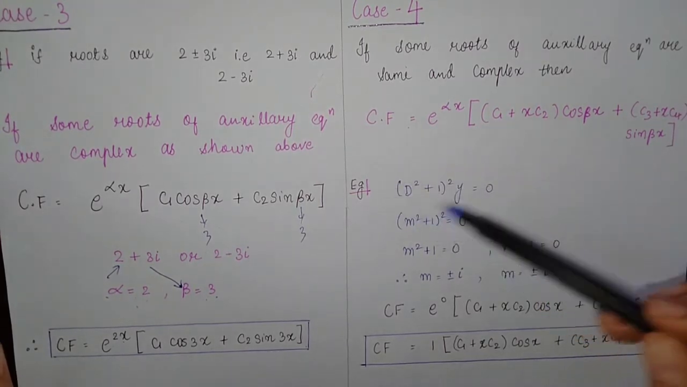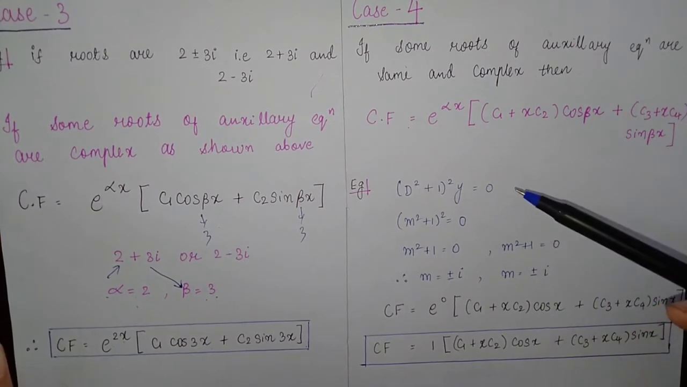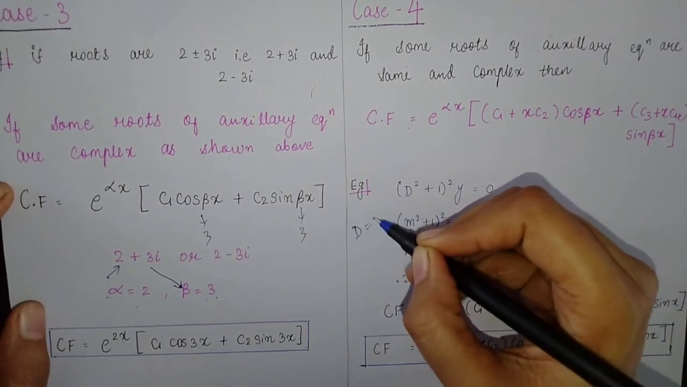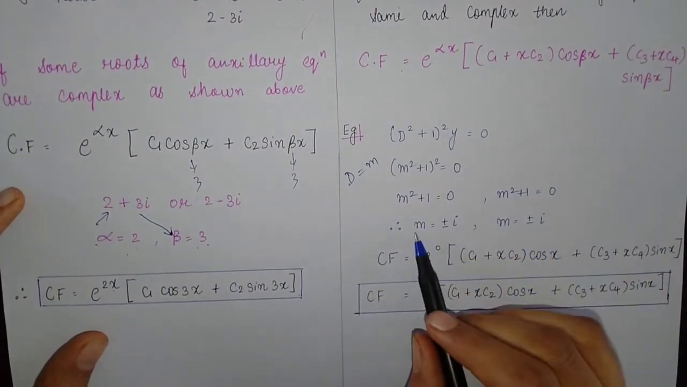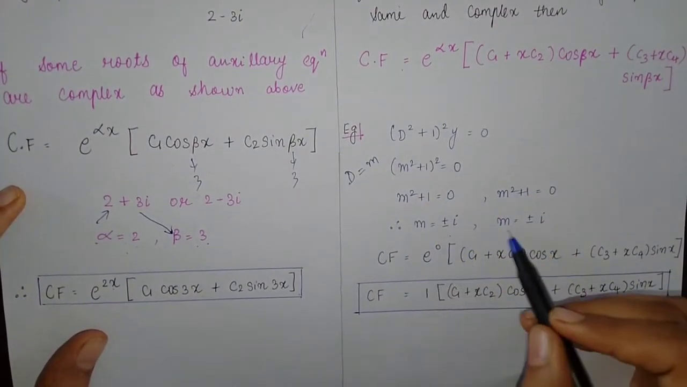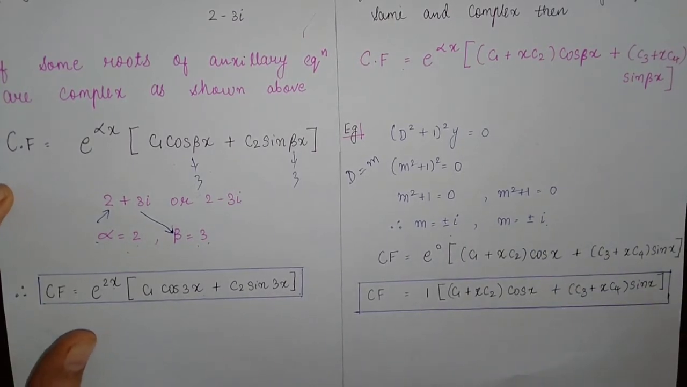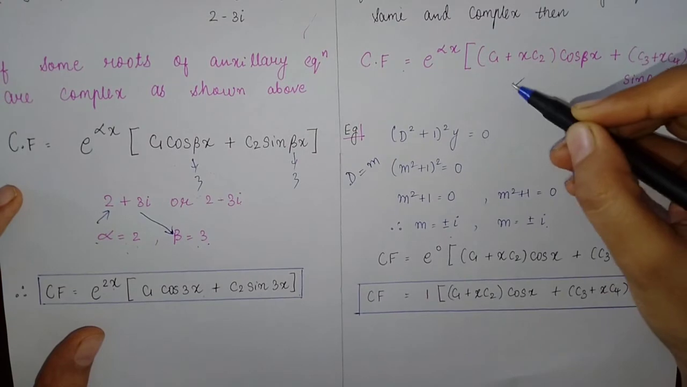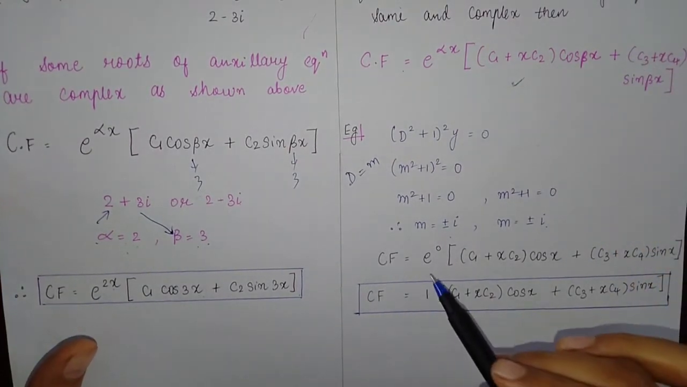For example, the given question is (d square plus 1) whole square y equal to 0. Then we will put d equal to m to get the characteristic equation. Whenever you solve it, you will get m equal to plus or minus i, and another m equal to plus or minus i. So during that time, we will use this complementary function, that is this fourth case.